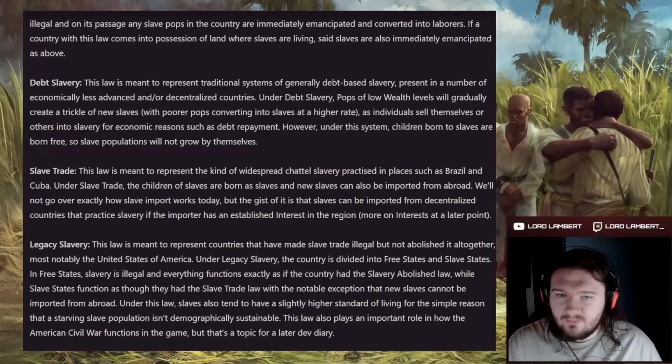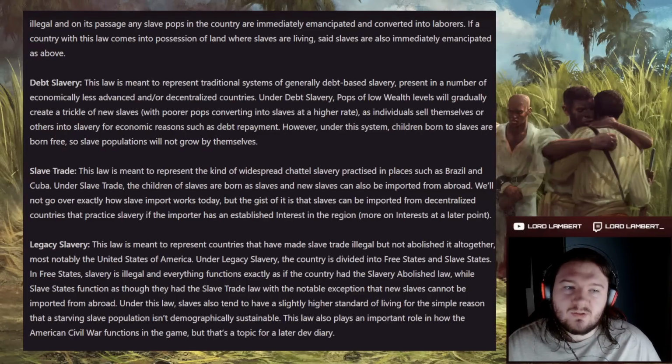We have debt slavery. This law is meant to represent traditional systems of generally debt-based slavery, present in a number of economically less advanced or decentralized countries. Under debt slavery, pops of low wealth levels will gradually create a trickle of new slaves, with poorer pops converting into slaves at a higher rate, as individuals sell themselves or others into slavery for economic reasons such as debt repayment. However, under this system, children born to slaves are born free, so slave populations will not grow by themselves.